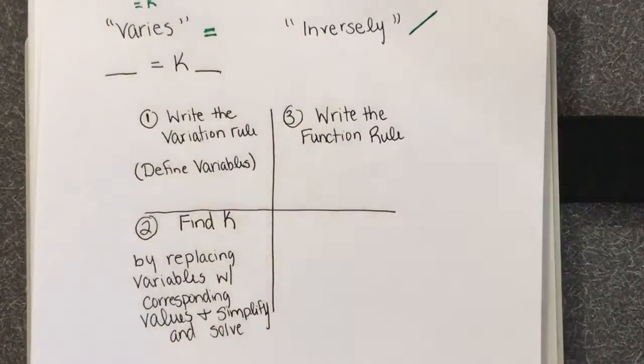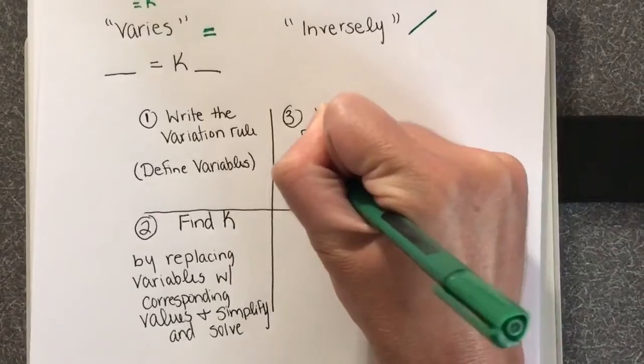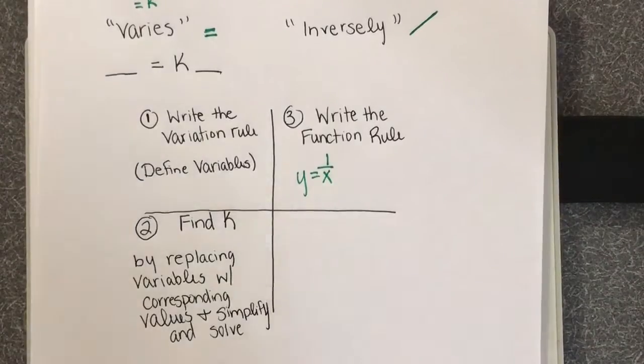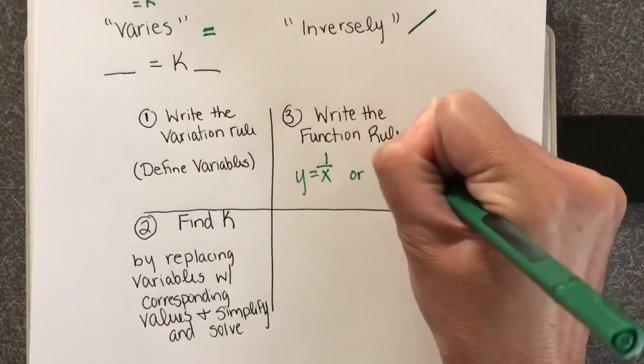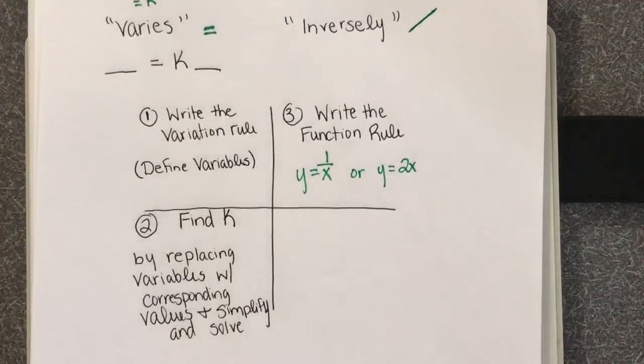So for example, y equals 1 over x. You see, in this example, my constant of variation, my K, is 1. Or maybe you could have y equals 2x. In this situation, my constant of variation, my K, is 2. We found out what K is. Now we have a complete function rule that we can graph.